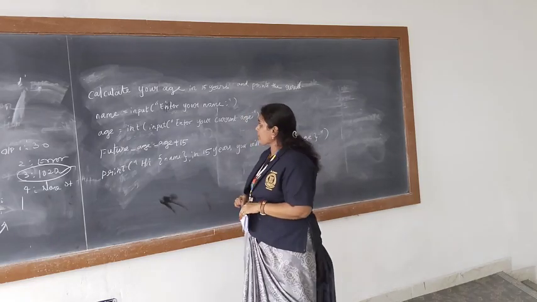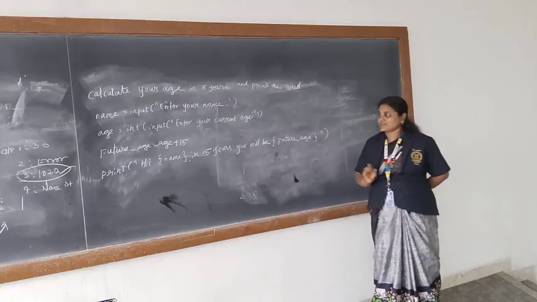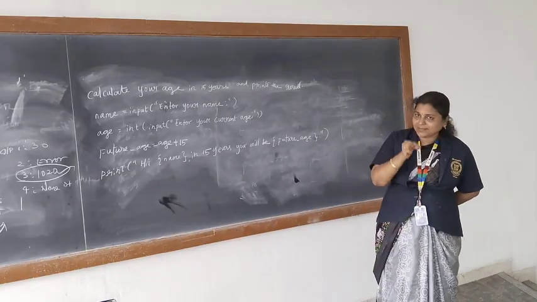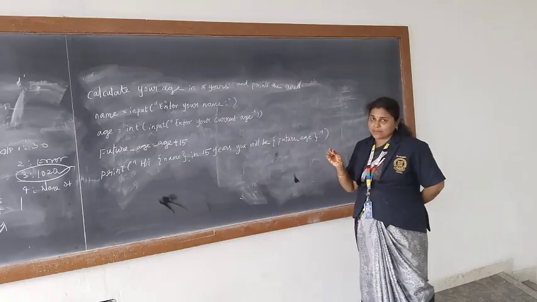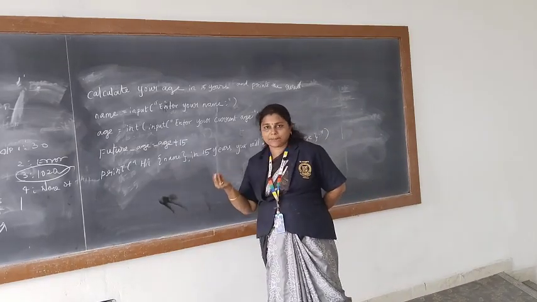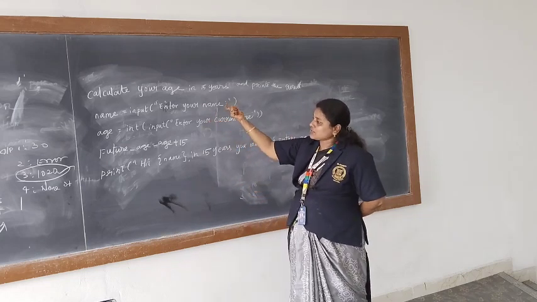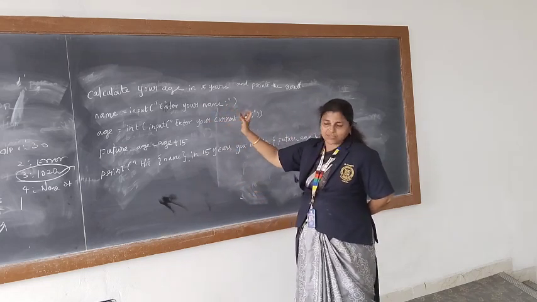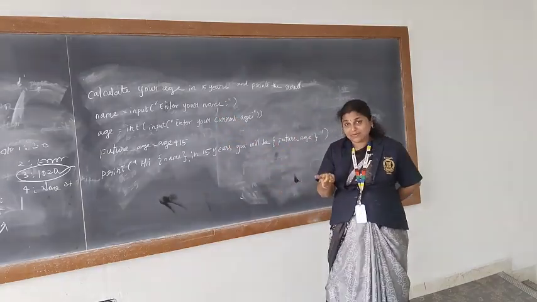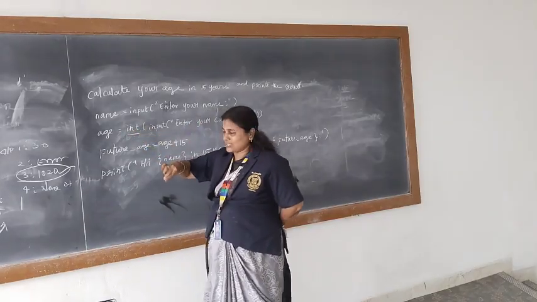So what is my problem statement? Calculate your age in 15 years and print the result. Your age means definitely for a particular person, right? So I will take the variable as name. In the name I will get the input of the corresponding person's name from the user itself. So input, and instead of the print statement I will enter your name. Clear? And I have to know the corresponding person's age, so you have to get the age from the user.